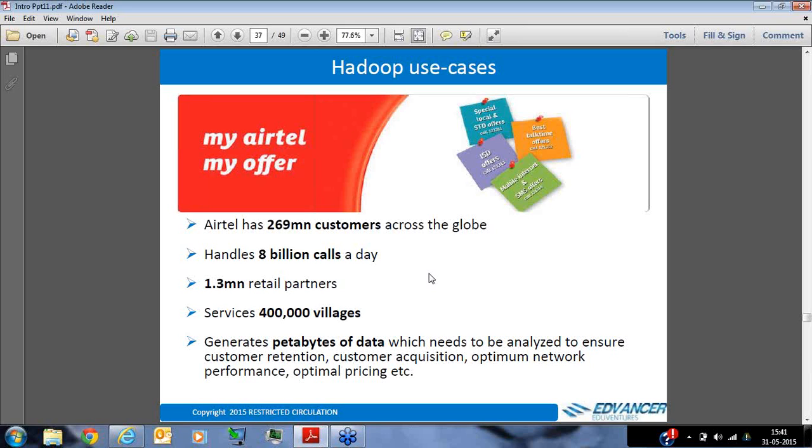Every year it is generating petabytes of data which need to be analyzed so that they can create such personalized offers, they can ensure customer retention, customer acquisition, optimum network performance, optimal pricing of their products, etc. And all this can be done only if ideally they use something like Hadoop, and they do. Airtel does, and most of the telecom companies do use Hadoop now to handle all this data, to process it, and to analyze it, because the amount of data has now just exceeded their legacy systems' handling capacities.